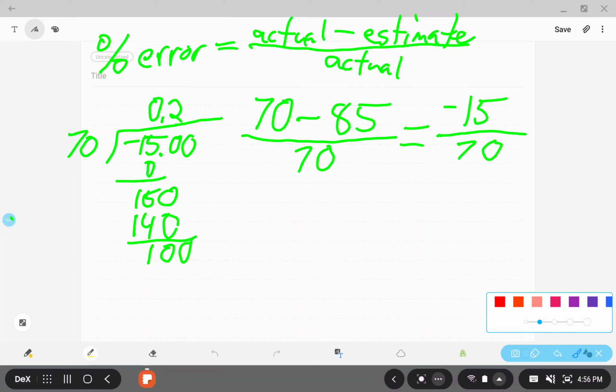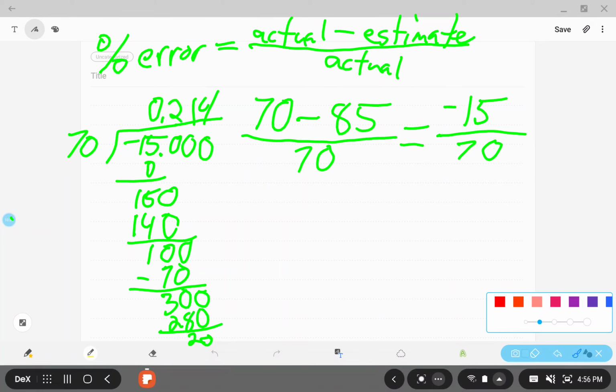How many times does 70 go into 100? Well, it looks like 1. So that gives me 70. I subtract that. That's going to leave me with 30. Do my 0, bring it down. How many times does 70 go into 300? 5 is going to be too many, because 5 times 70 is 350. So I'm going to go with 4. Let's see if 4 works. 4 will be 280. That gives me a 20. Yeah, that works.